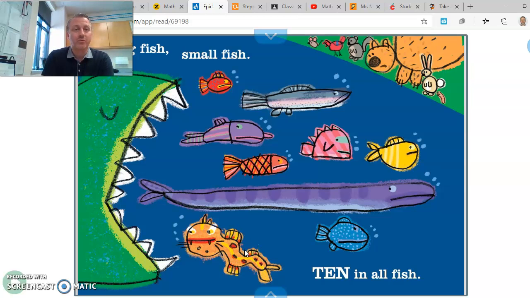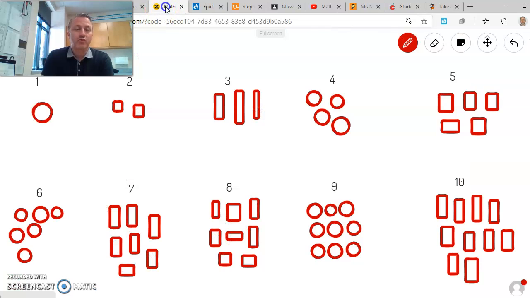Now we are going to write the numbers 1 to 10, and we are going to draw objects to represent each number. So, as you see here on my drawing, I have written 1, 2, 3, 4, 5, 6, 7, 8, 9, 10. All right, so boys and girls, if you would like to grab a piece of paper and a pencil or a crayon or a marker, and you can pause the video, and then we'll begin together.